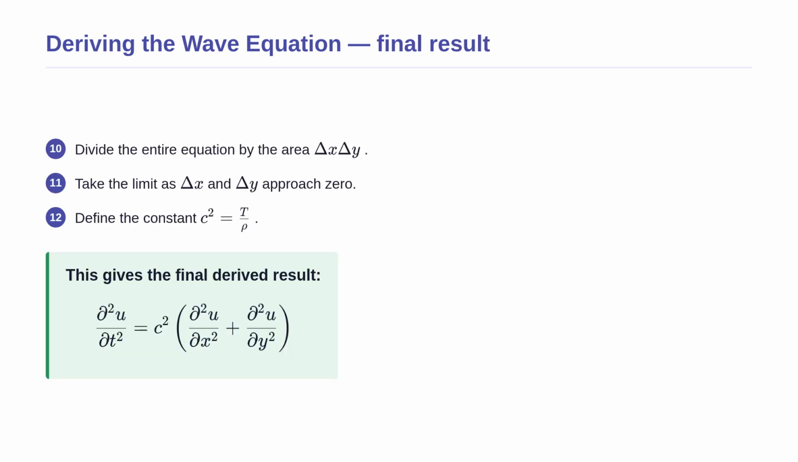We have reached the final stage of our derivation. To simplify our massive equation, we divide every term by the area of the patch, delta x times delta y. Now we apply a fundamental concept from calculus. We take the limit as our tiny patch shrinks down to a single point, meaning delta x and delta y approach zero. As we do this, the complex difference quotients perfectly transform into second partial derivatives with respect to space. Finally, we divide by the density ρ and define our wave speed squared. This gives us the final result, the beautiful two-dimensional wave equation.